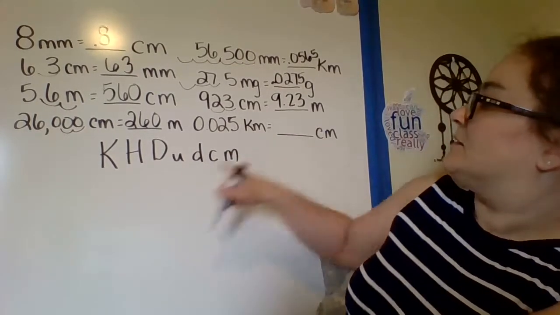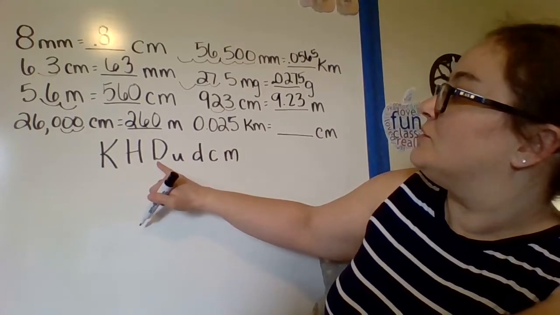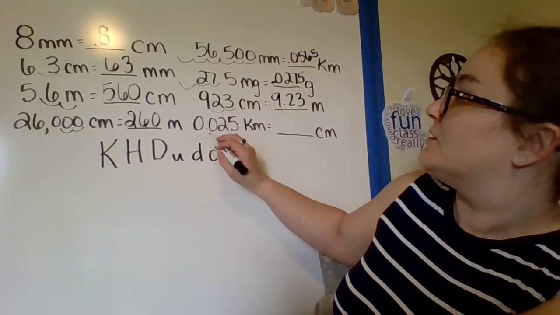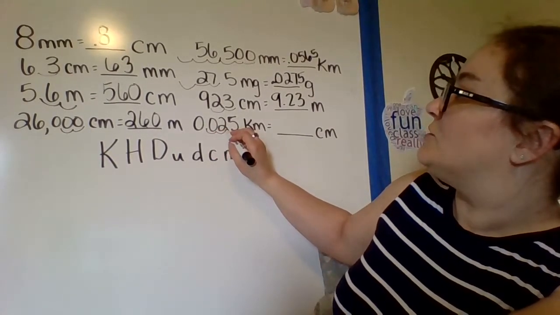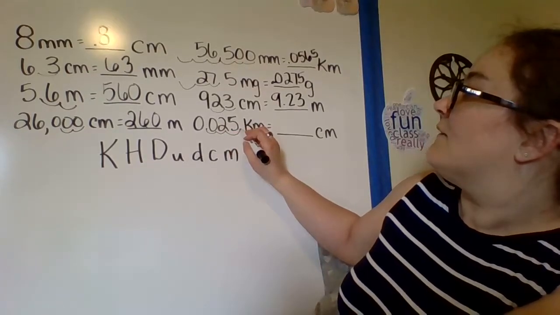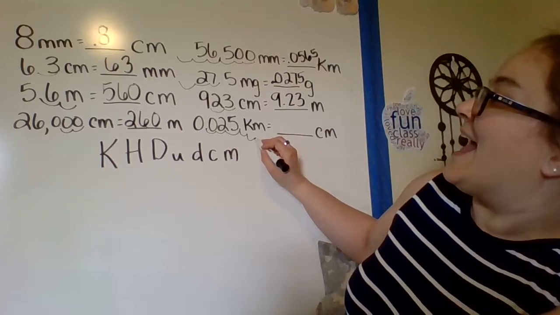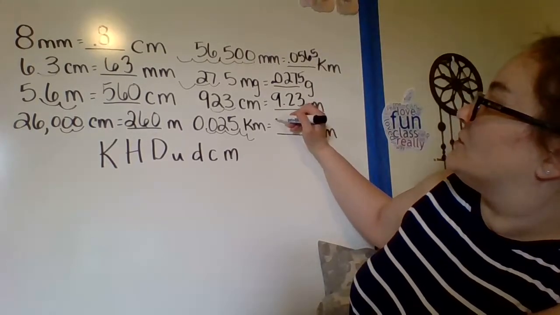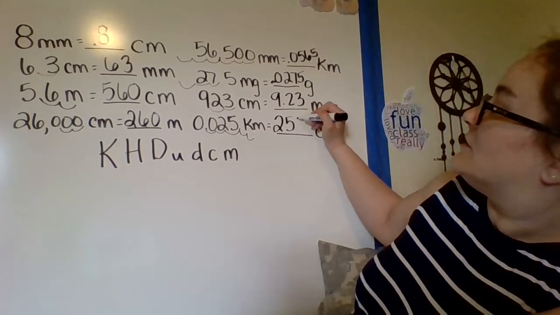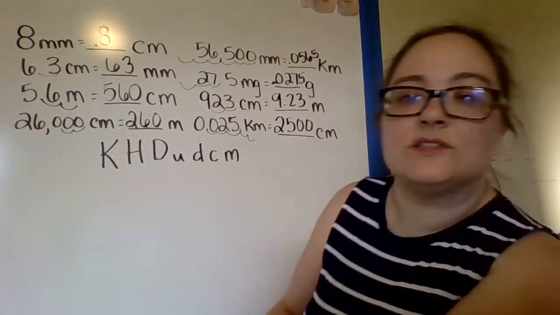Kilo to centi. 1, 2, 3, 4, 5. So I've got to add 2 zeros. 2,500.